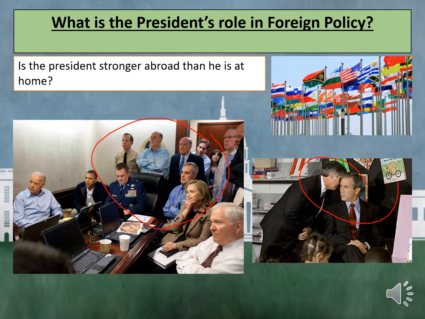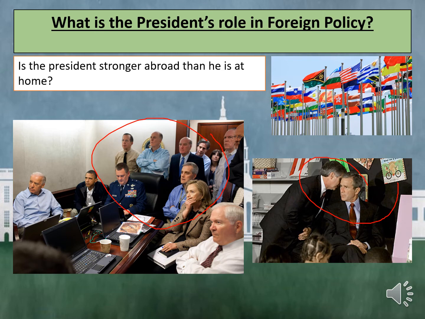On the screen, I have two iconic photographs of the last 2 decades. The picture on the right is of the White House Chief of Staff, Andrew Card, whispering to George W. Bush. Bush had just found out about the attack on the Twin Towers. The picture on the left is from May 1st, 2011, and it shows Obama and his administration in the White House Situation Room, watching the killing of Osama bin Laden.